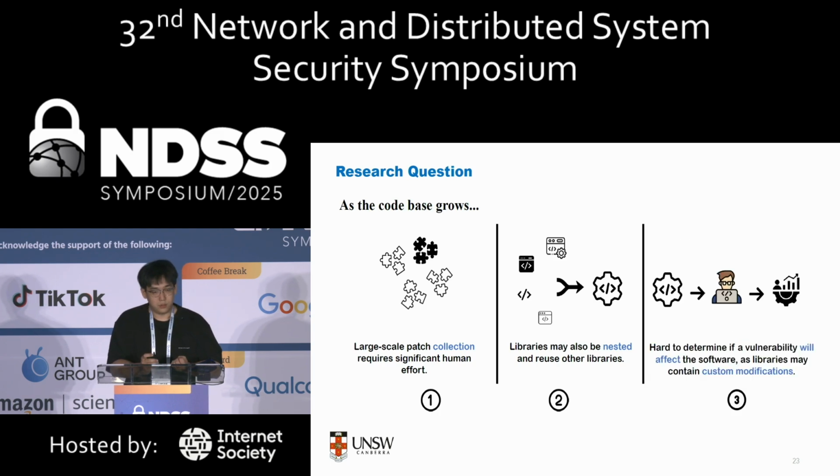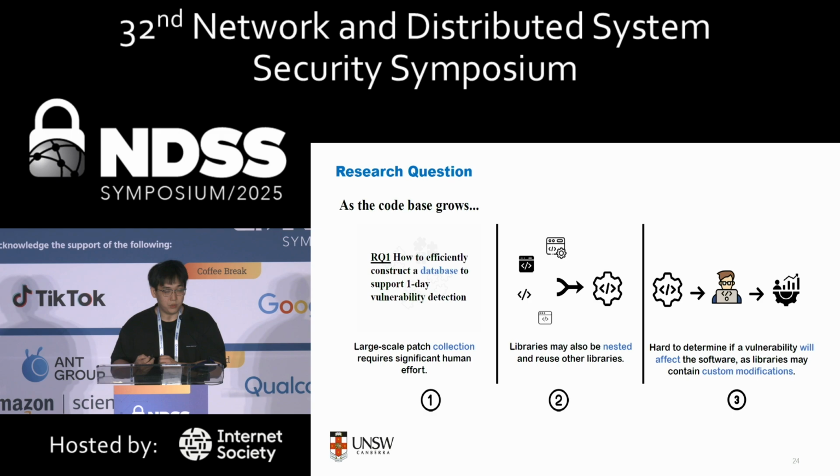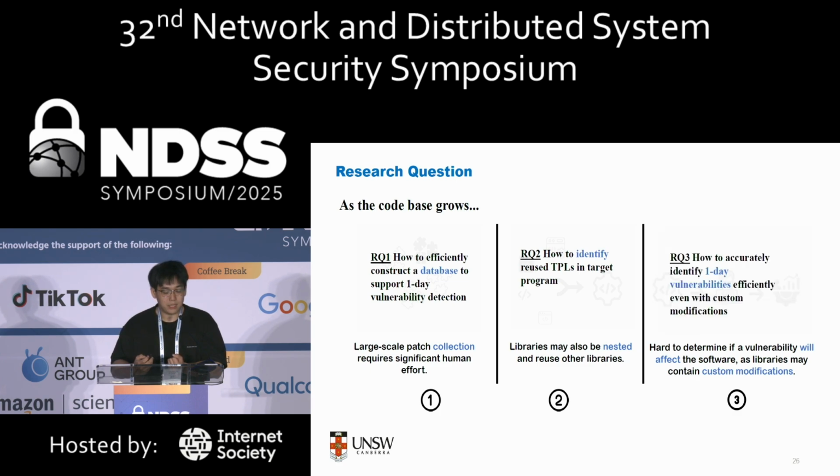And then the third challenge is that it will be hard to determine if there is a vulnerability inside of software if there are some custom modifications of the library. These three challenges lead to three research questions. The first one is how to build a database to effectively support one-day vulnerability detection. The second one is how to identify reused TPLs in the target program. And the third one is how to accurately identify one-day vulnerabilities, even with custom modifications.